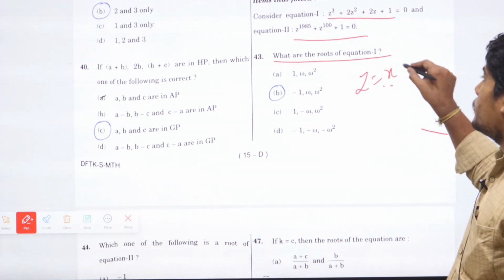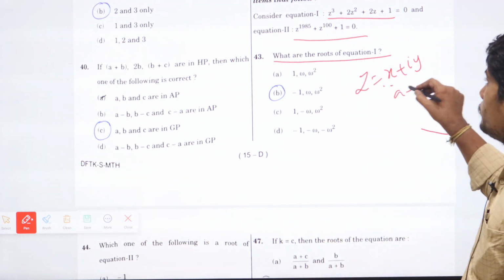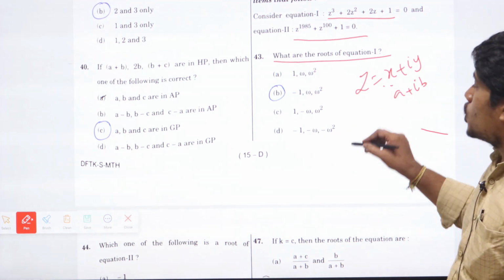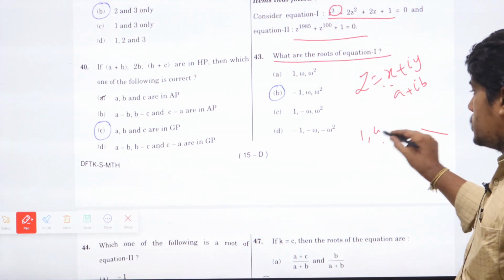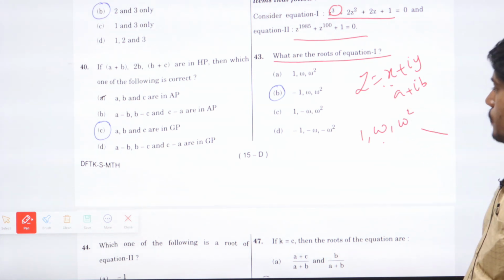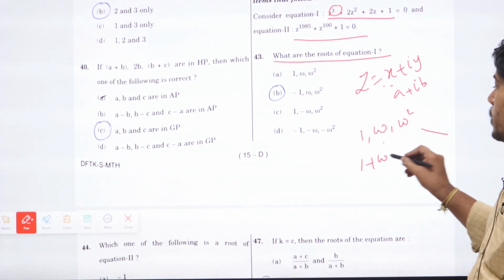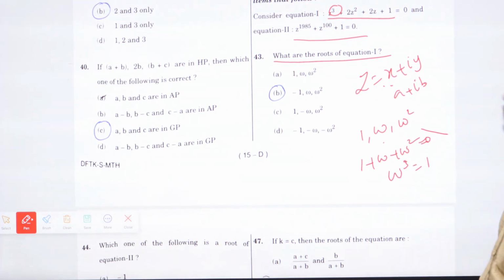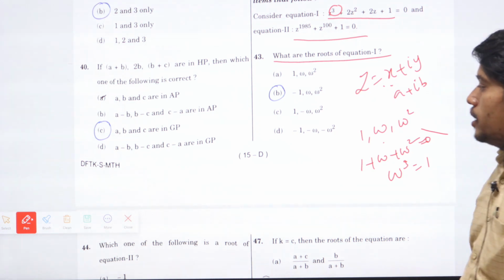So we know that a complex number is in the form x plus iy, in other words a plus ib form. And this is a cubic equation, so z cube is the cubic equation. The cubic equation consists of 3 roots of complex numbers, like 1, omega, omega square, with the condition 1 plus omega plus omega square is 0 and omega cube is 1. So using the condition, the roots of the equation are minus 1, omega, omega square. So option B will be the right answer.